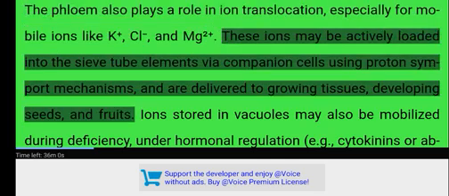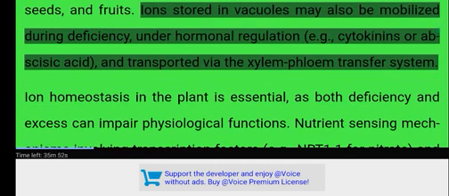These ions may be actively loaded into the sieve elements via companion cells using proton import mechanisms and are delivered to growing tissues, developing seeds, and fruits. Ions stored in vacuoles may also be mobilized during deficiency, under hormonal regulation, e.g., cytokinins or abscisic acid, and transported via the xylem-phloem transfer system.